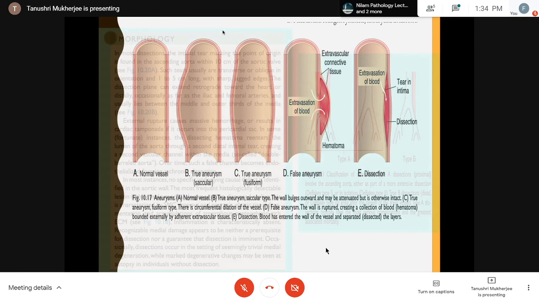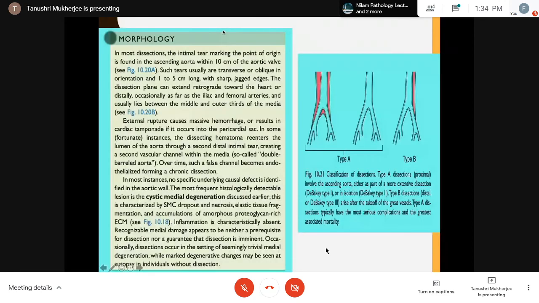So, this is again the DeBakey classification. DeBakey proximal involves the ascending aorta, type A, either as part of a more extensive dissection, DeBakey type 1, or in isolation, DeBakey type 2. Then type B dissections are distal, or DeBakey type 3, which arise after the takeoff of the great vessels. Type A dissections typically have the most serious complications and greatest mortality.